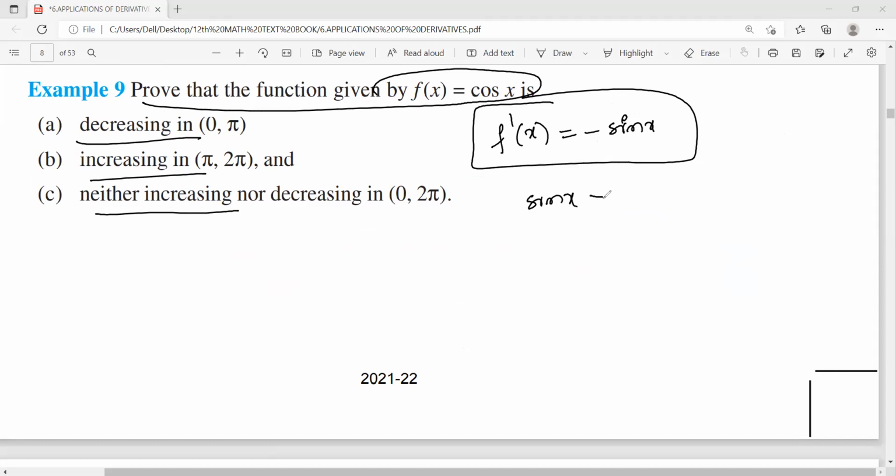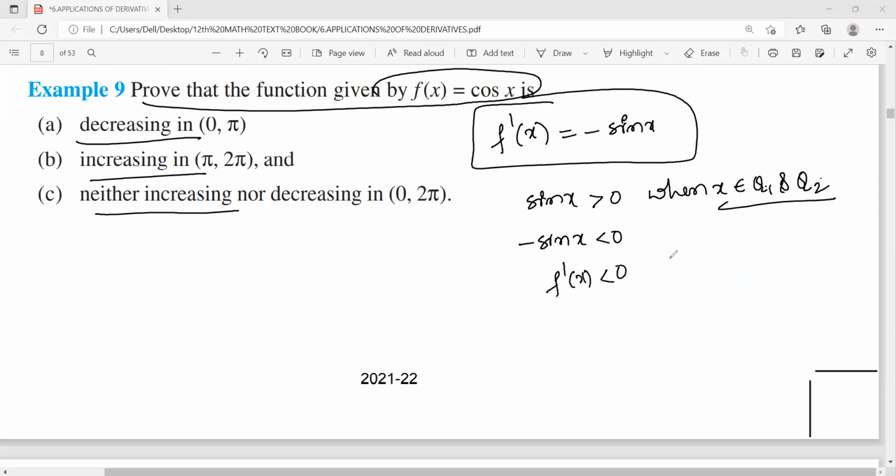Now sin x is greater than 0 where sin x is positive. When x is in quadrant 1 and quadrant 2, all silver tickets, first and second quadrant are positive. So then minus sin x is less than 0 in these quadrants. So that means f dash of x is less than 0 in the first quadrant and second quadrant, that means what?